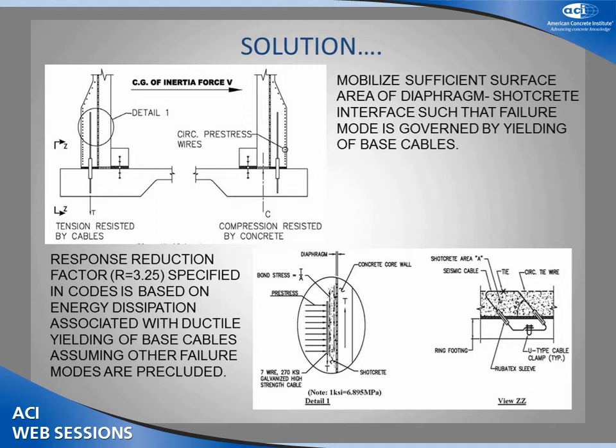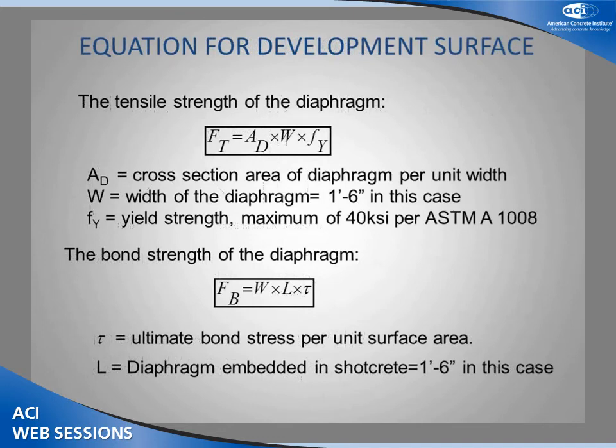And that is the fundamental philosophy of the code, that the response reduction factor of R equal to 3.25 in ACI 350.3 is based on the energy dissipation that is associated with the ductile failure mode of the base cable, assuming that all other failure modes are precluded. And that is the assumption of the design. So how do we get that area? And that is the concept of development surface here.